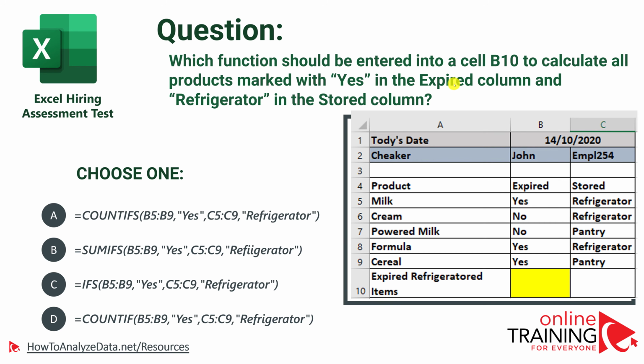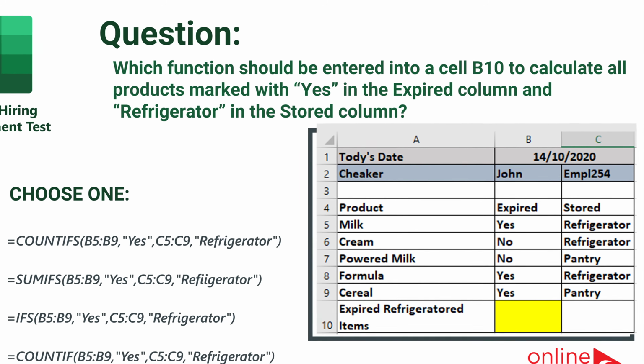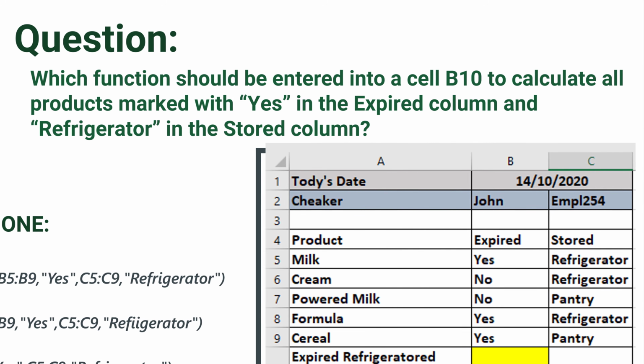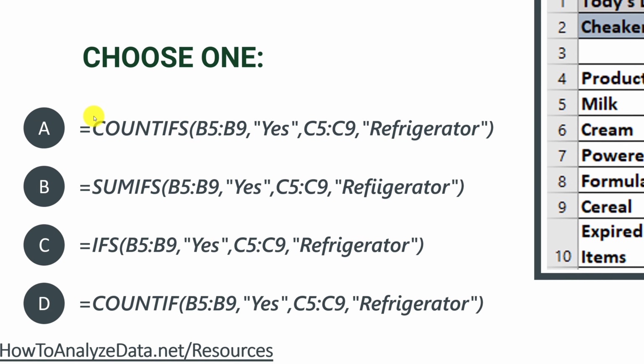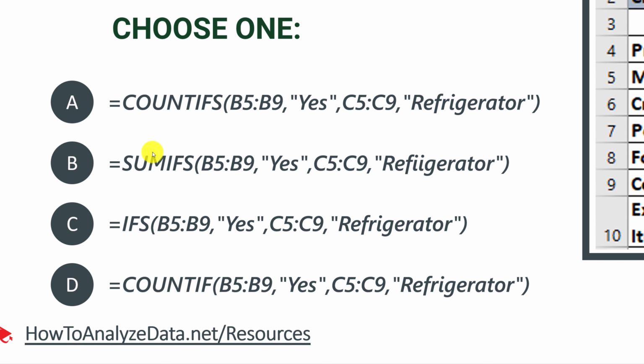Now it is always a good idea to reread the question, just to make sure you understand what is being asked. And when you reread the question, you might notice that you're being asked to calculate all products. But what does it mean, all products? Does it mean count of all products? Does it mean sum of all products?